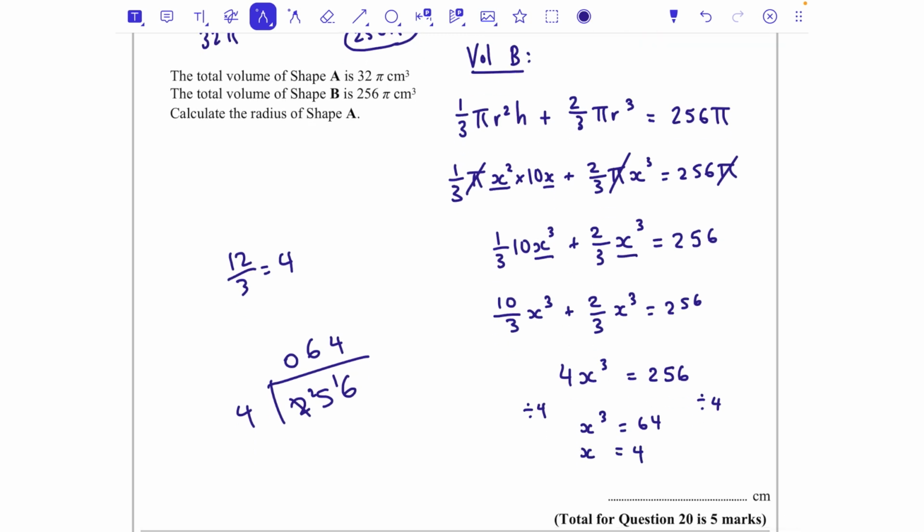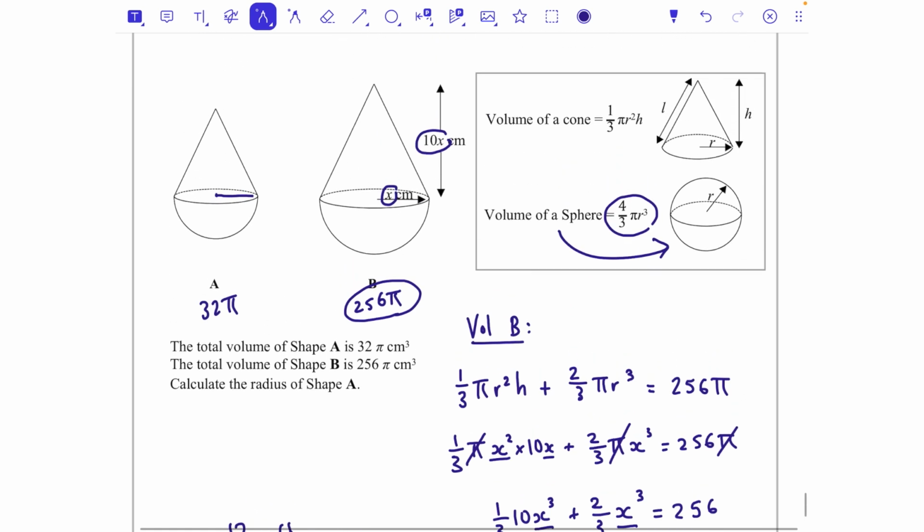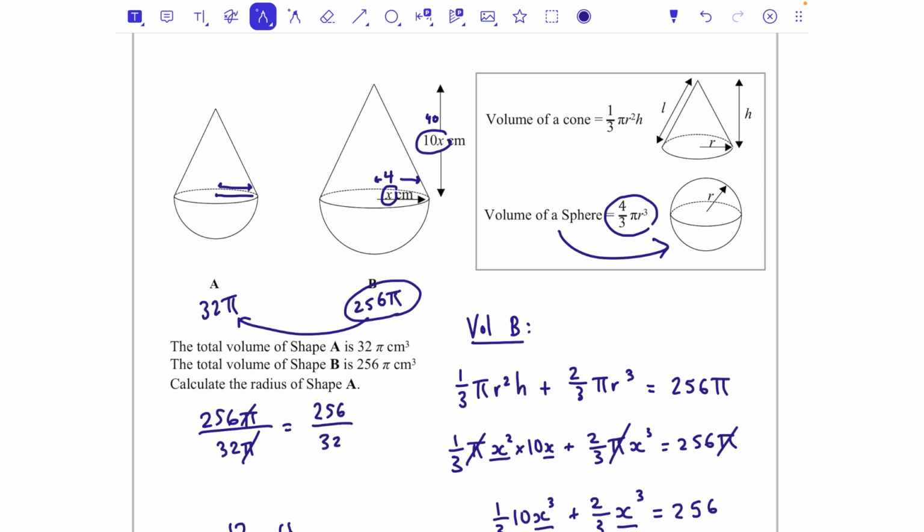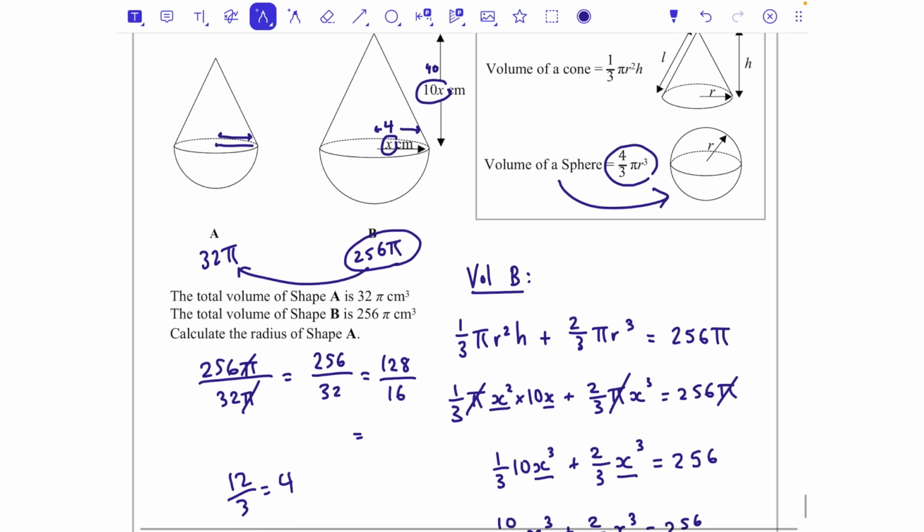Great, so I now have the value of x. I know that this is 4, and this would be 40. So I've got this radius, but I know you're thinking, how on earth does that help me to get the radius of this one? Well, we were given the volume. So now, using those two values, 256 pi divided by 32 pi, if we cancel that down, 256 over 32 is the same as, let's half it, 128 over 16, half top, half the bottom, equivalent fraction. That is 64 divided by 8, and so that is 8.